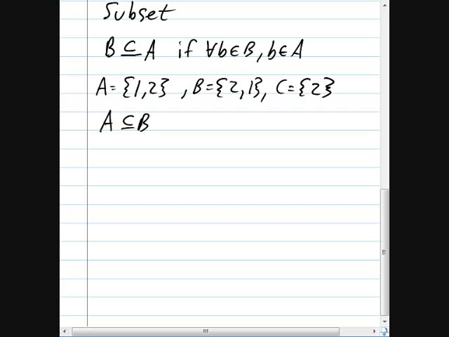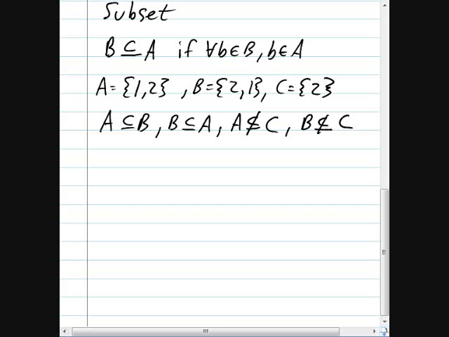Well, is B a subset of A? And if you look, it is. Every element in B can be found in A. Well, let's look. Is A a subset of C? If A is a subset of C, then every element in A can be found in C. But notice that A has the element 1, which I cannot find in C. So A is not a subset of C. Likewise, you can test B. B is not a subset of C.